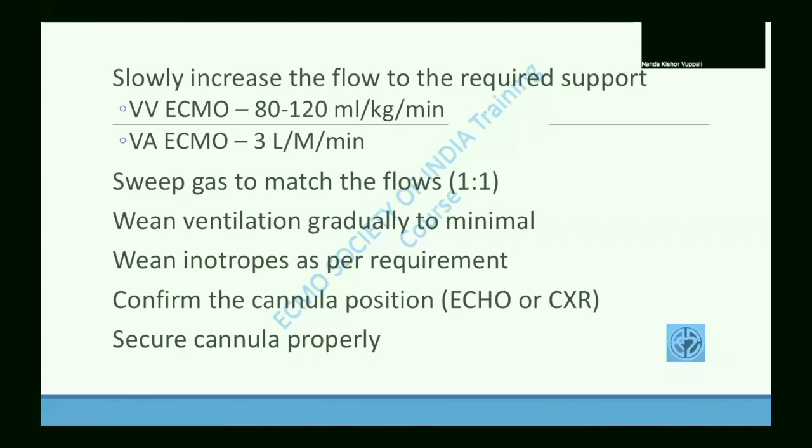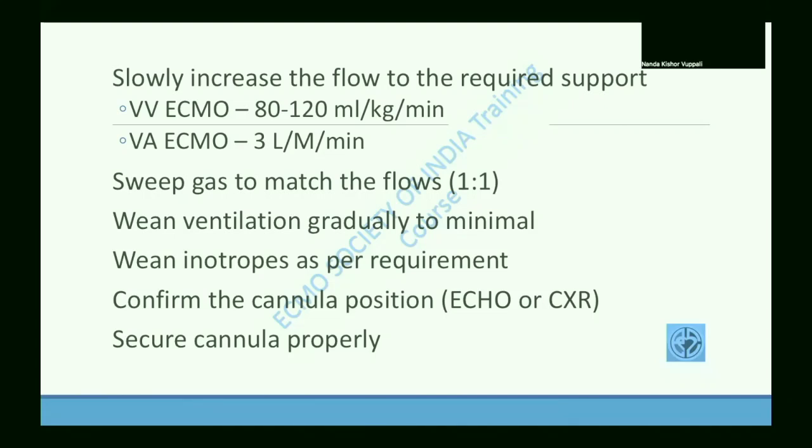If it's venous mode ECMO, one would need anywhere between 80 ml to 120 ml per kilo per minute. Usually, the smaller the child, the higher the flow. With neonates, we go to 120 ml per kilo per minute. In adults, we go to 80 ml per kilo per minute. That is to begin with, and then depending on the requirement, you adjust the flows. Similarly, for veno-arterial mode of ECMO, we go for a cardiac output of 3 liters per meter square per minute, which roughly translates into 100 ml per kilo per minute in neonates and infants, and 60 to 80 ml per kilo in children and adults.